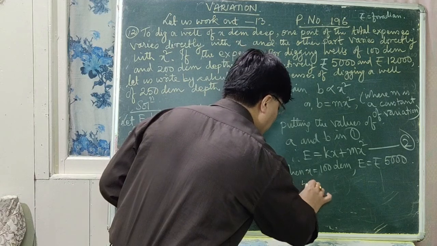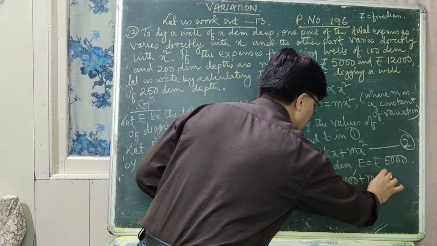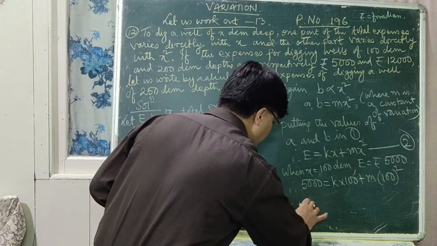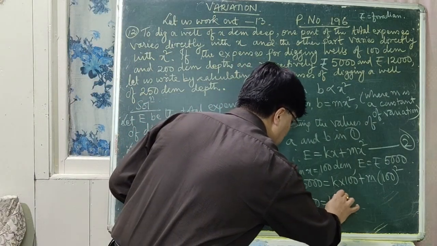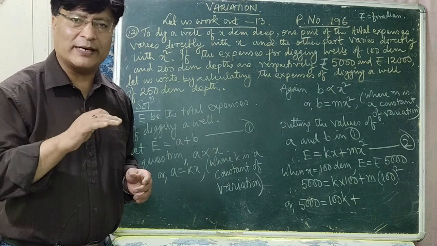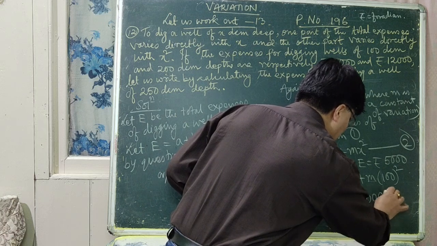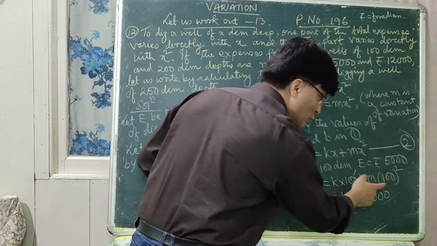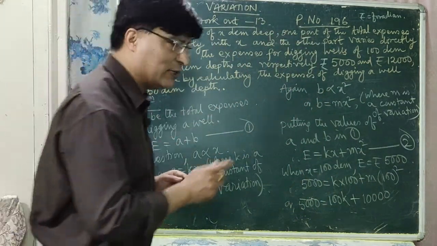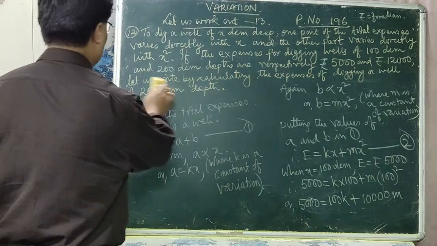So what is e here now? It is 5000 is equal to k into 100 plus m into 100 whole square. Or this is your 5000 is equal to 100k plus, what is 100 whole square? 100 whole square means you have to multiply 100 twice. That is your 100 into 100 is 10,000, right? So this will be your 10,000. Then you should write M out here. Is that clear to all of you? Now next.